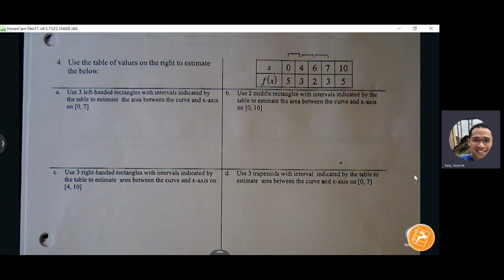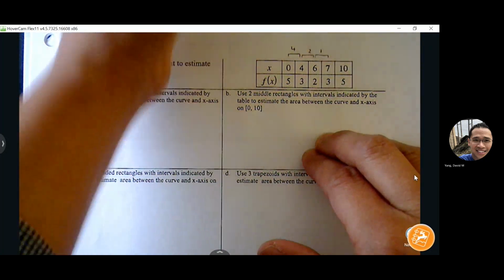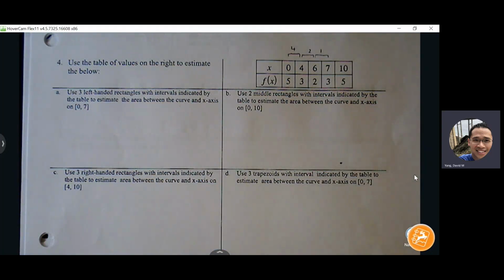First subinterval has a width of 4, right? 0 to 4 is 4, 4 to 6 is a width of 2, 6 to 7 is a width of 1. And then within each subinterval, we pick the appropriate height that represents the height of that particular rectangle.